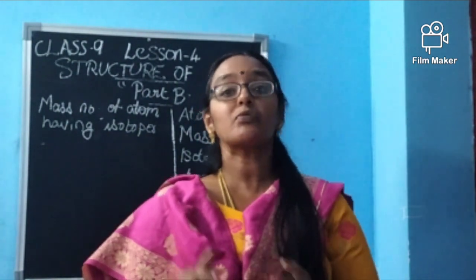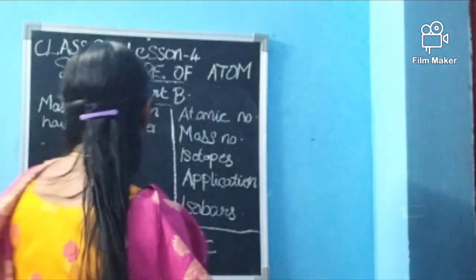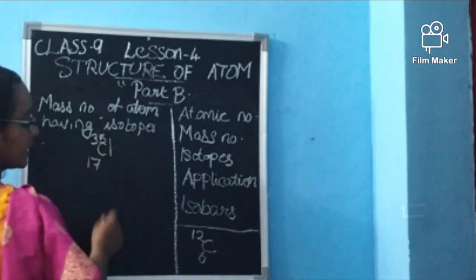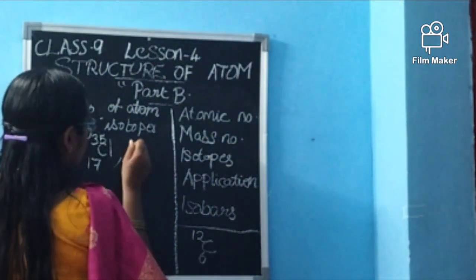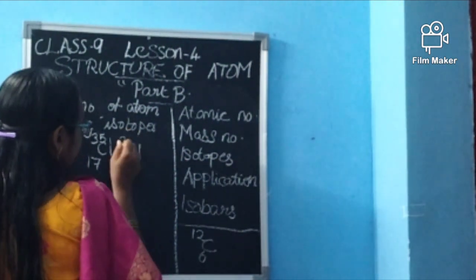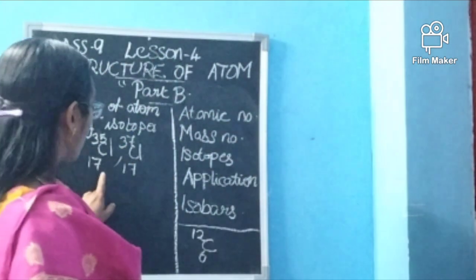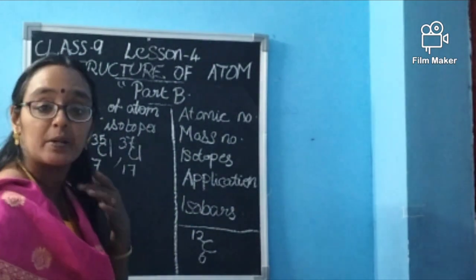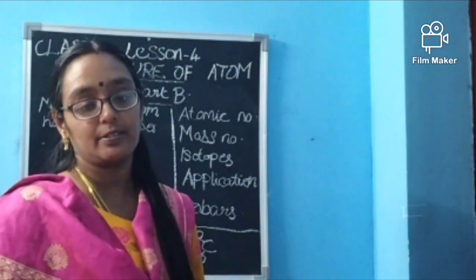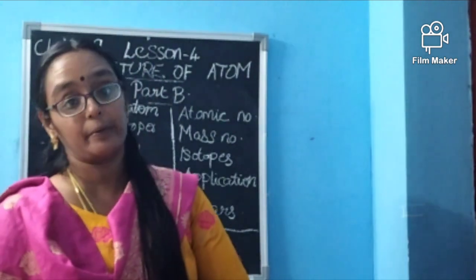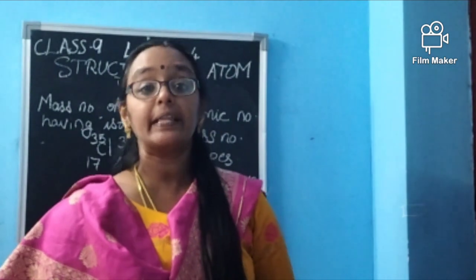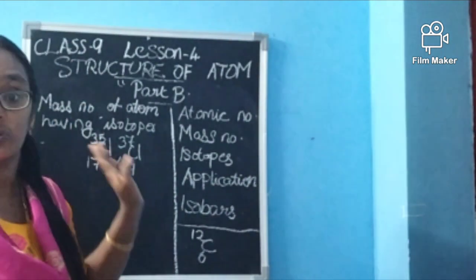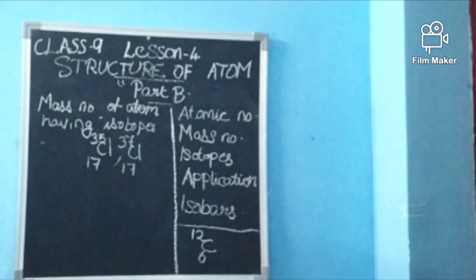But in the case of chlorine, for example, Cl 35 is the normal chlorine, and the chlorine isotope is Cl 37. Here chlorine 35 is present in 75%, while chlorine 37 is present in 25%. So what will be the mass number? Mass number will be the average of these two isotopes. Okay, ma'am? How can we calculate?